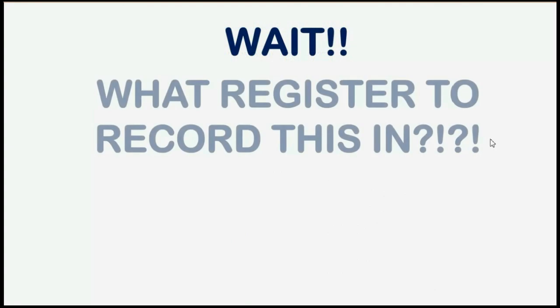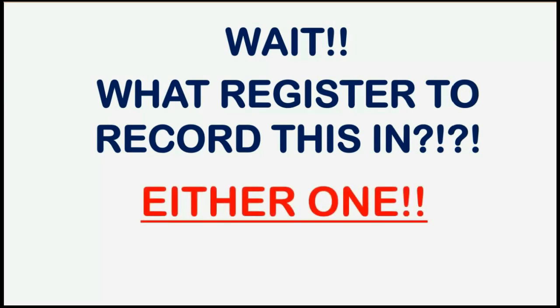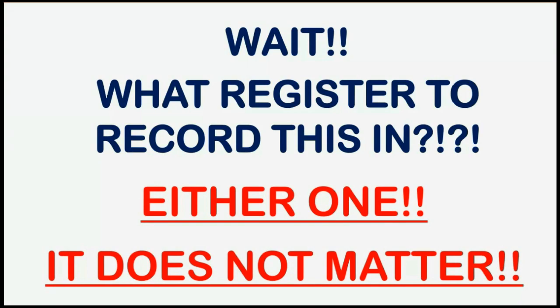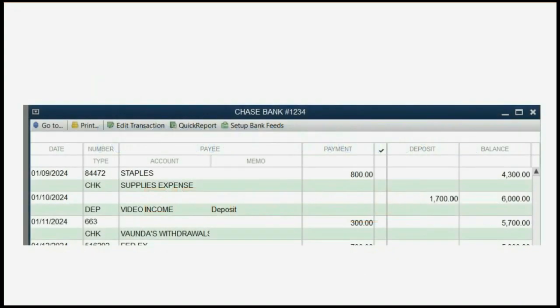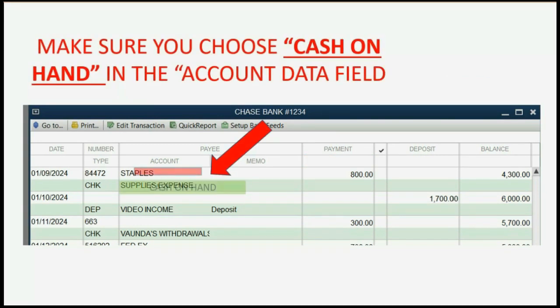But wait a minute. Which of the two registers should we record this in? The answer is either one. It does not matter if you record this in the cash register or the bank register. You see, if you choose to enter this into the bank register, you would simply enter it into the payment column because the bank is decreasing. And all you would have to do is remember to choose the cash on hand account for the account on the line in the transaction.